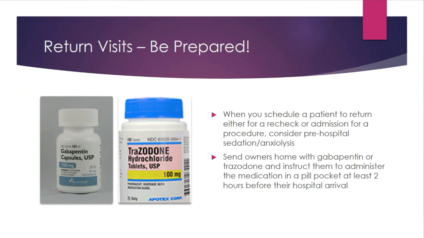And just a note about return visits. So you see a cat or a dog, and you know that they're either going to come back for a bandage change, or maybe you're scheduling them for a cystotomy. Always consider pre-hospital anxiolysis. Send that owner home with either trazodone or gabapentin for their animal, and instruct them to give it at least 2 hours before they come back.